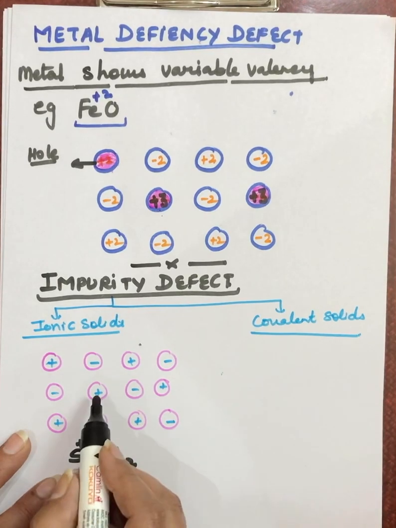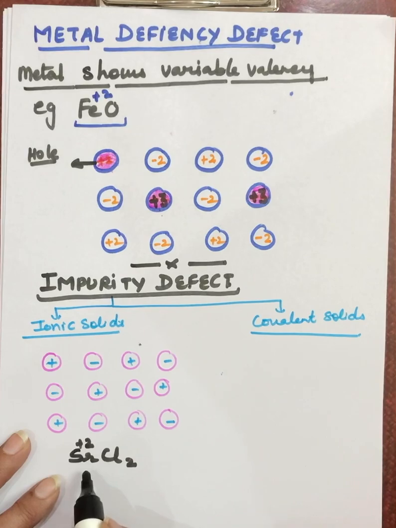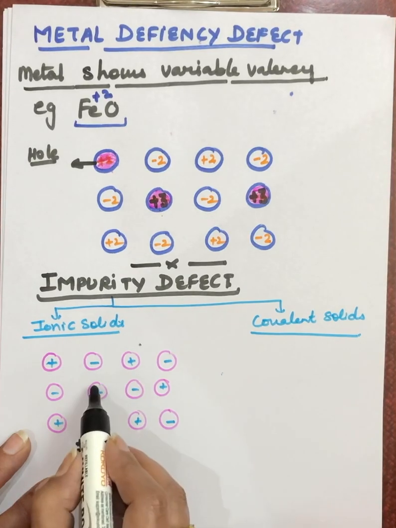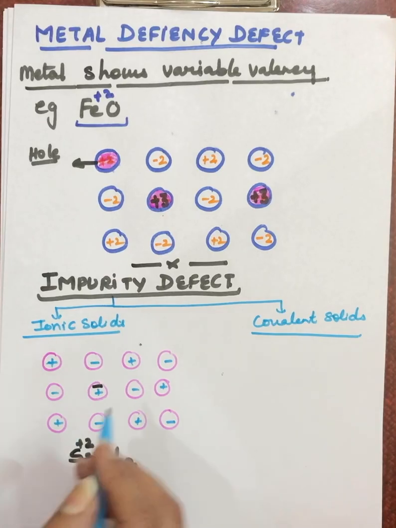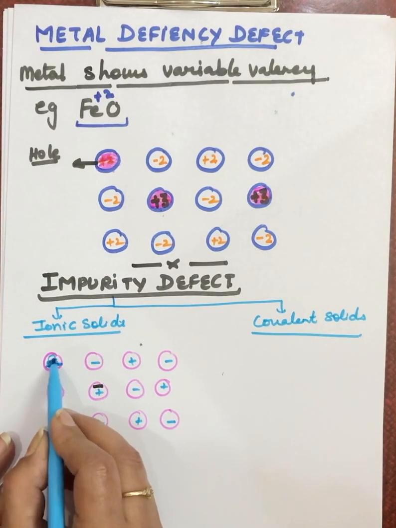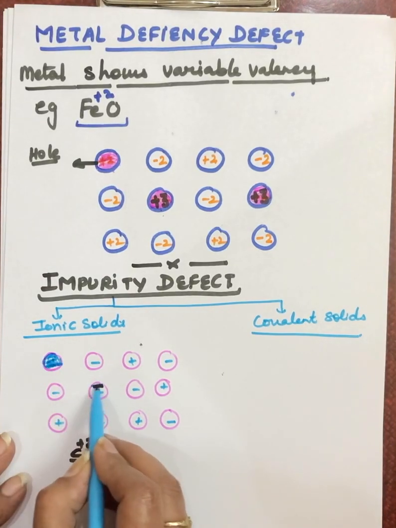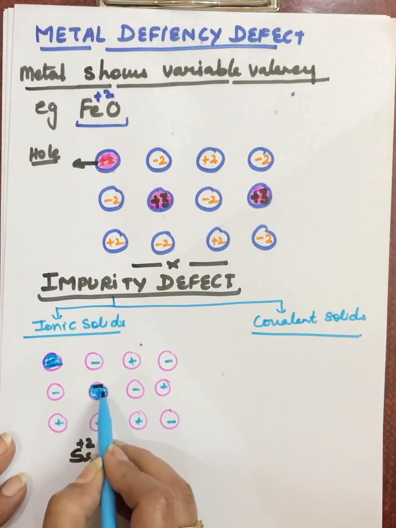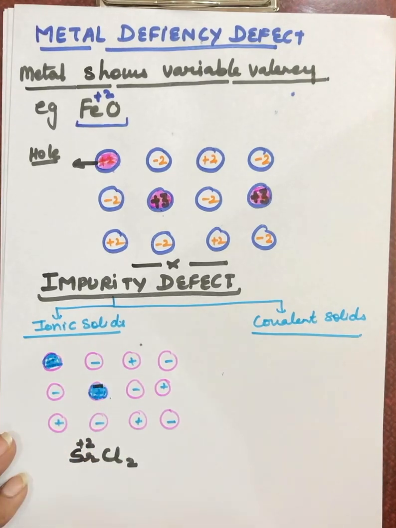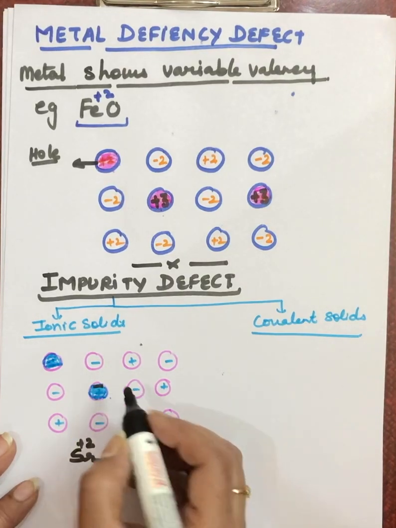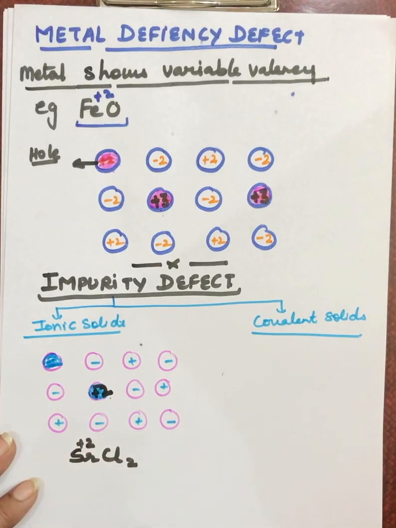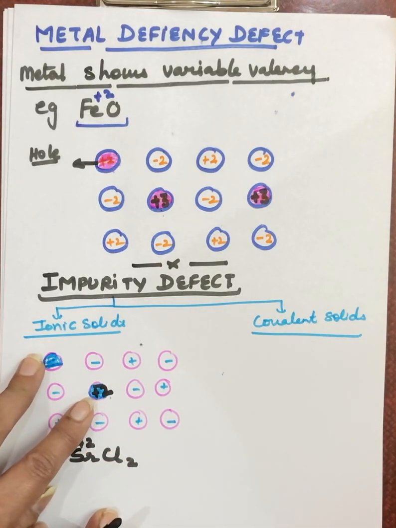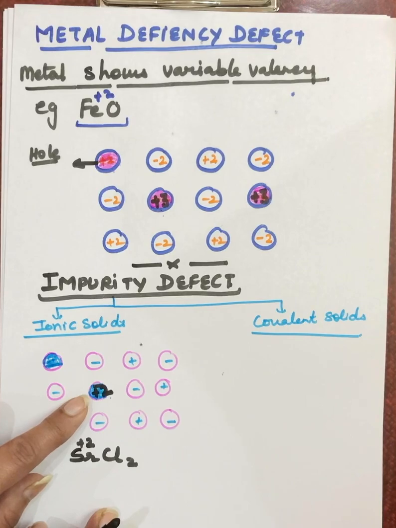So strontium will be here at some places where strontium will come with a +2 valency. At two places here, I'm taking out the Na plus to introduce the strontium. At two places, the Na plus are taken out, and at one place there is strontium with +2 valency. So charge will be equal. 2 plus charge is taken out, and at one place there is strontium.